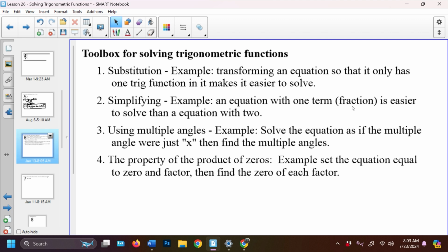Use multiple angles. Example, solve the equation as if the multiple angle were just x, and then find the multiple angles. And what I mean by that is if inside the sine you have like 2 times x, solve it as if it was just for x. And I have an example for that in a little bit. Property of the product of zeros. An example, set the equation equal to 0 and factor, and then find the 0 of each factor. And we've done that for polynomials earlier on in the semester.